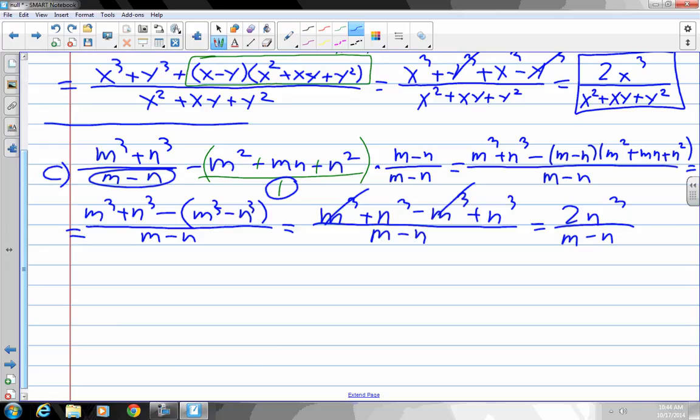Every time you have to find the LCD. In this case, the LCD is m minus n, because that's all you see. That's the least common denominator. In general, if you find the LCD, then you compare your LCD with each denominator. M minus n, m minus n, we already have that. M minus n and 1: how do you turn 1 into m minus n? You multiply it by m minus n.